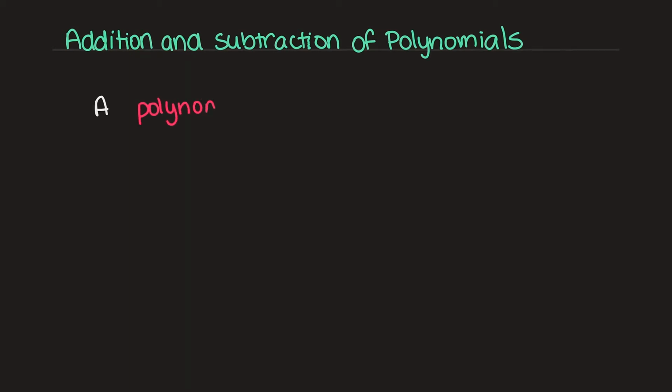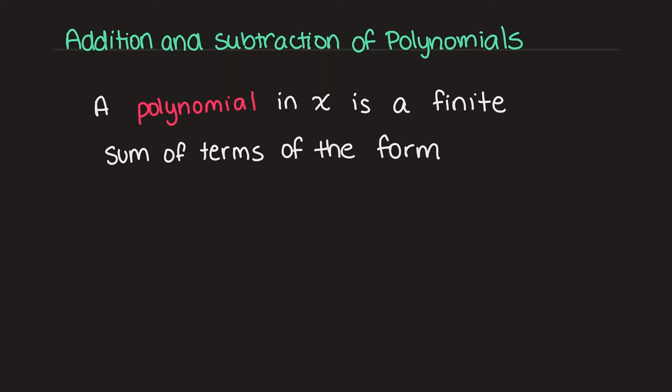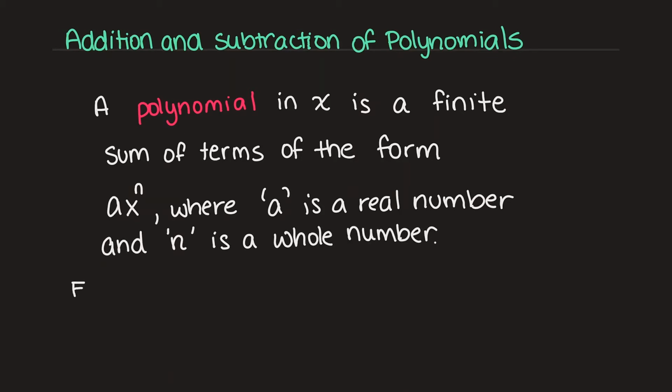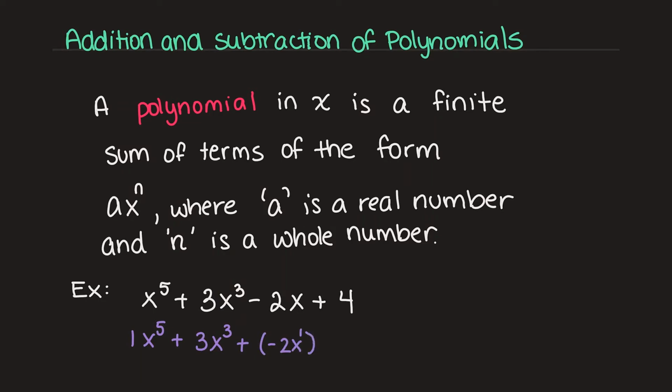A polynomial in the variable x is a sum of terms of the form a times x to the n, where a is a real number and the exponent n is a whole number. So for example, x to the fifth plus 3x cubed minus 2x plus 4 is an example of a polynomial in x. And this is a polynomial since we can rewrite this as a sum of terms in the form ax to the n.